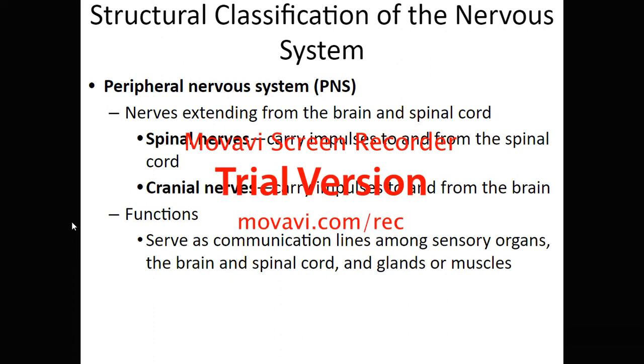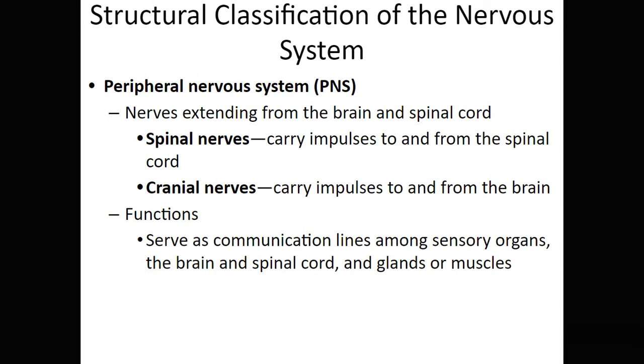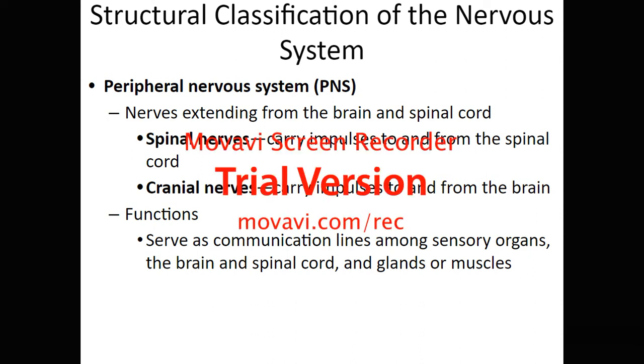All right, so the peripheral nervous system: nerves extending from the brain and spinal cord. You have your spinal nerves, which carry impulses to and from the spinal cord, and your cranial nerves, which carry impulses to and from the brain. The function of the peripheral nervous system is that it serves as the communication lines among sensory organs, the brain, the spinal cord, and glands or muscles.